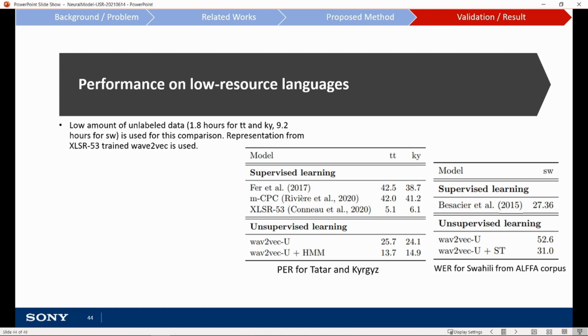Then this is the comparison on low resource languages, for 1.8 hours of data or 9.2 hours of data. For this, representations from XLSR-53 were used, so the wav2vec 2.0, which was used as a speech representation extractor, was pre-trained on XLSR-53, and the GAN was just trained on this small amount of data. This also makes sense because their GAN is very small, both the generator and discriminator are small networks, so it makes sense that they are able to generalize to a small amount of data as well.